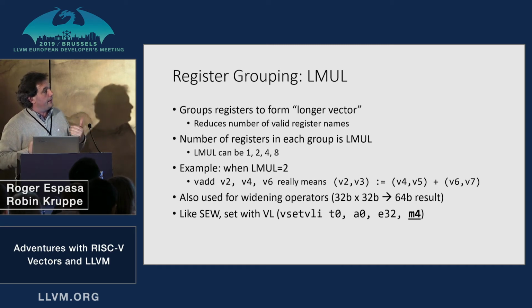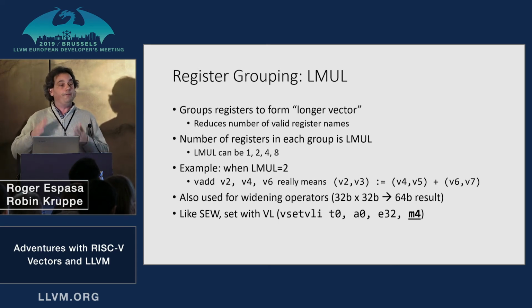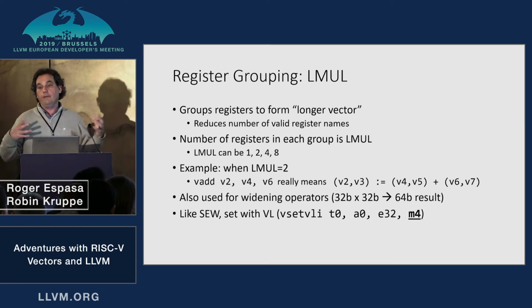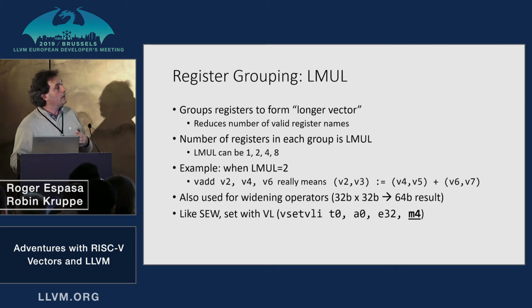And basically, let's say you set LMUL equals 2. Suddenly, you only have even registers. You have V0, you have V2, you have V4, you have V6, but you don't have V1, V3, and V5. Those disappear, and they get fused with the previous guy, right? So when LMUL is 2, we add 2, 4, 6 really means that V2 and V3 get the result of 4, 5 plus 6, 7, right? That gives more flexibility to the compiler.